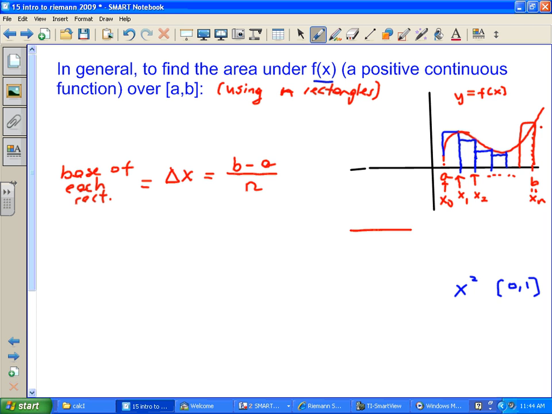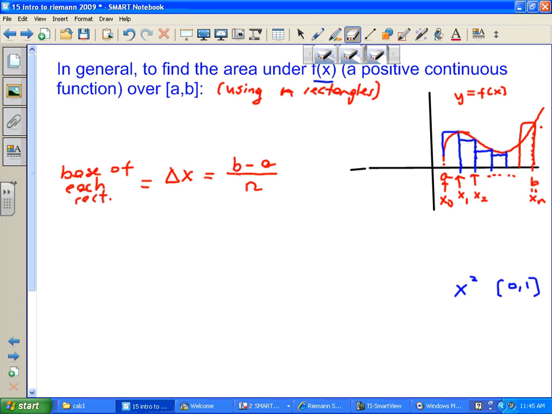So for example, say we have an interval from 3 to 6, and let's say we're going to use 20 rectangles. What would be the base of each rectangle? First, you get the length of your interval. 6 minus 3 is 3. And you're going to fit 20 rectangles in that interval. So the base of each one would be 3 over 20. Similarly, if your interval is from a to b, then the delta x, the base of each rectangle, is going to be b minus a divided by n.